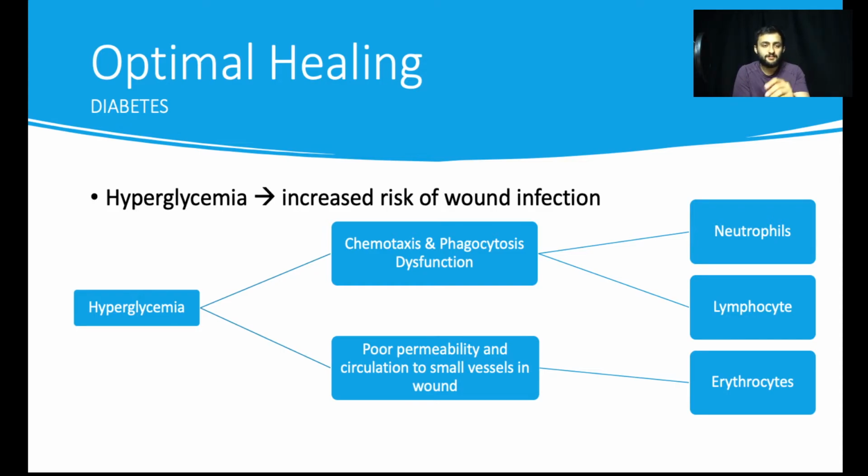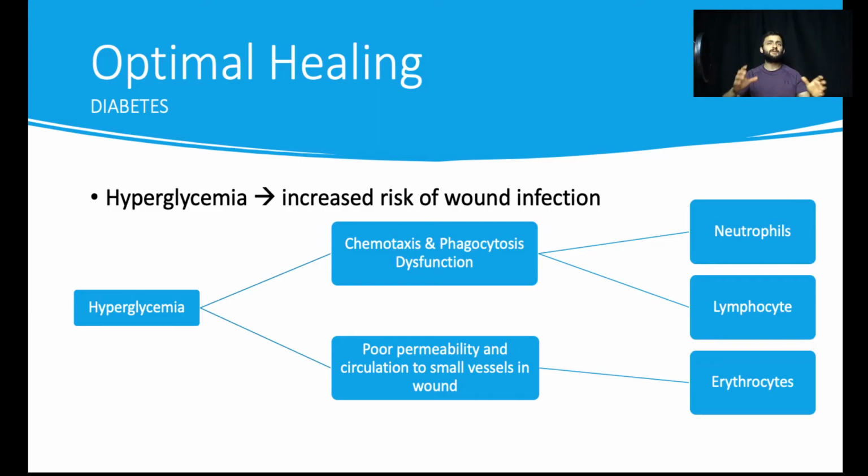So the hyperglycemia, of course, is causing issues with chemotaxis and phagocytosis, which is causing issues, as you can see as we move right on this chart, with neutrophils and lymphocytes. But in addition, we have an issue with poor permeability and circulation to small vessels in the wound. And that's an issue with oxygen and erythrocytes, right?